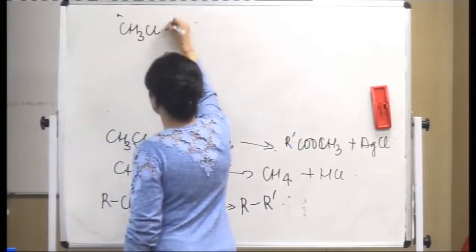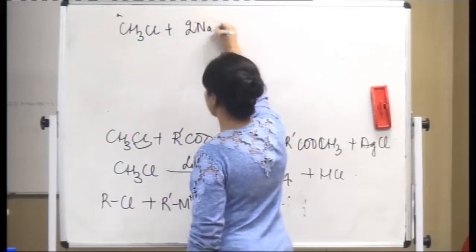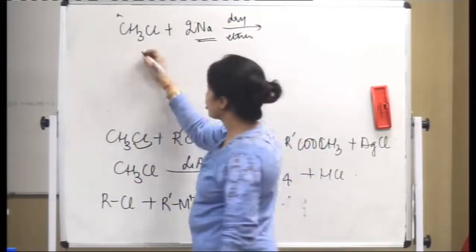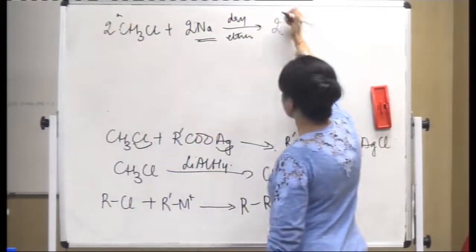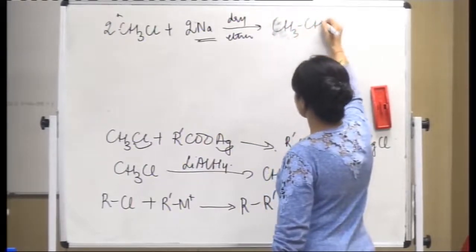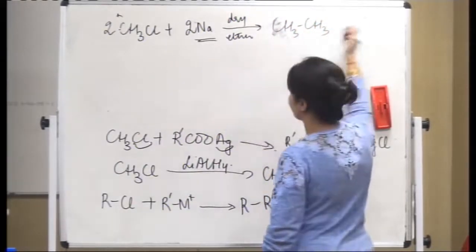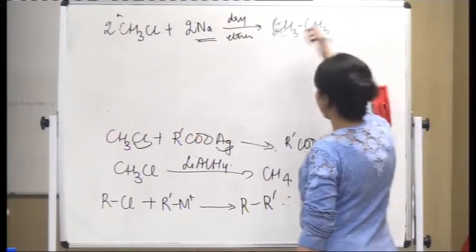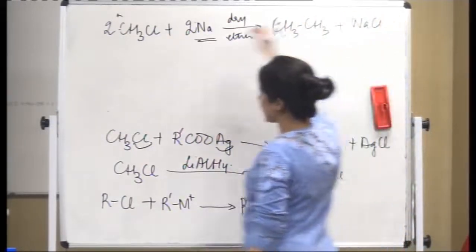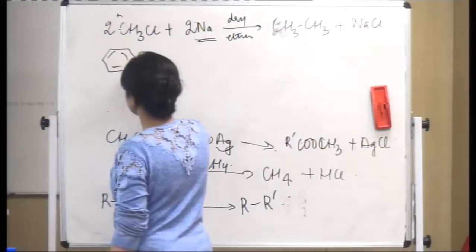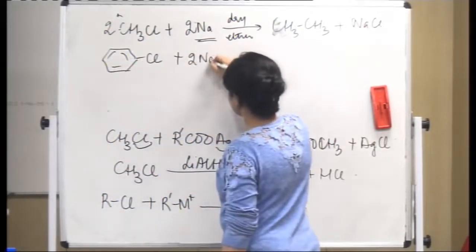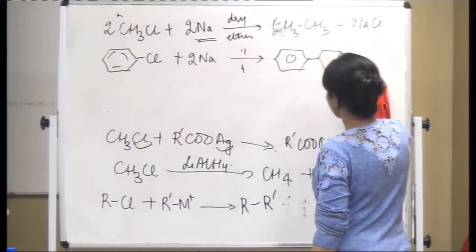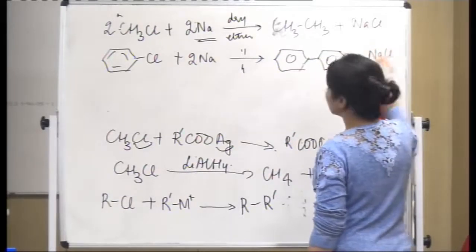I repeat quickly, CH3Cl, if I add Na here in the presence of dry ether, this Na should remind you of the Wurtz reaction. So here you have CH3 twice, so you get your alkane, which is double the number of carbons of the original. Whenever you have to step up your product, you refer to this, and that will be plus NaCl. Now if I have, instead of this, chlorobenzene plus 2Na in the presence of dry ether, then I will actually get biphenyl, and this reaction is known as the Fittig reaction.